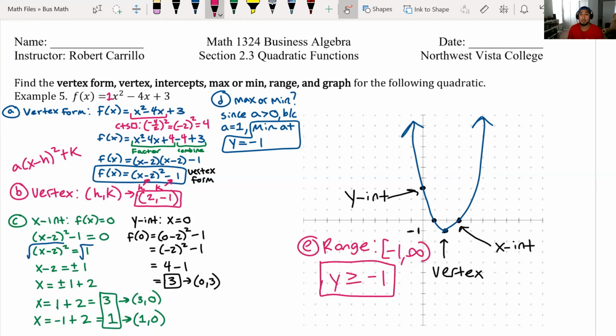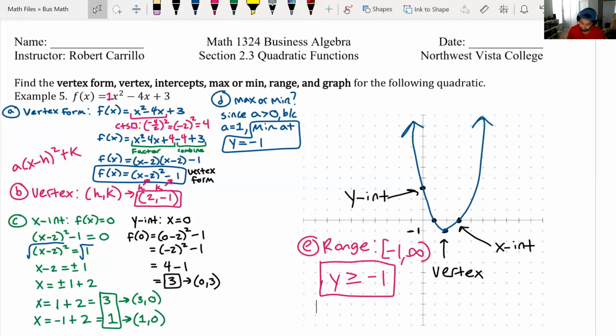Okay. And then F was to graph it. Well, we graphed it. Perfect. Okay. And that's how we graph a quadratic function. It is the graph of a parabola. And those are all the components.